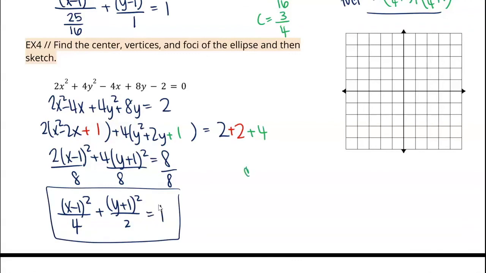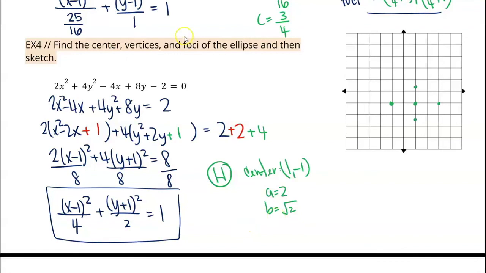Let's get all the stuff out of there. Center is at (1, -1). Our a value is 2. Our b value is the square root of 2. Okay, so because this is 2 squared, and the square root of 2 is our b. And this is going to be another horizontal ellipse because the bigger number is under the x stuff. So in the horizontal direction, I'm going to go 2 units away. In the vertical direction, I'm going to go root 2 units away. That's about 1.4.